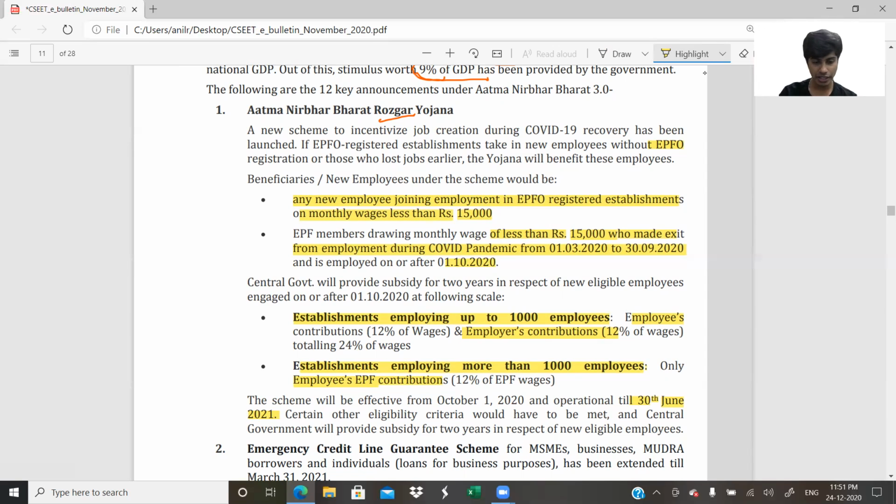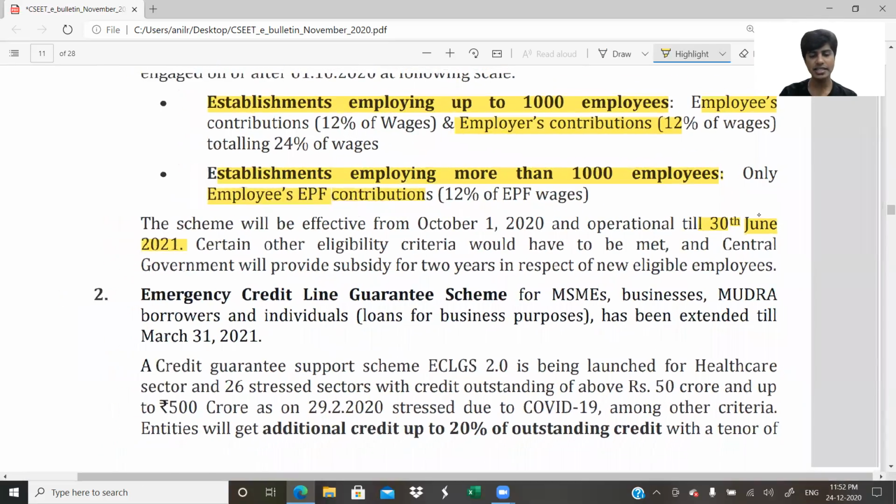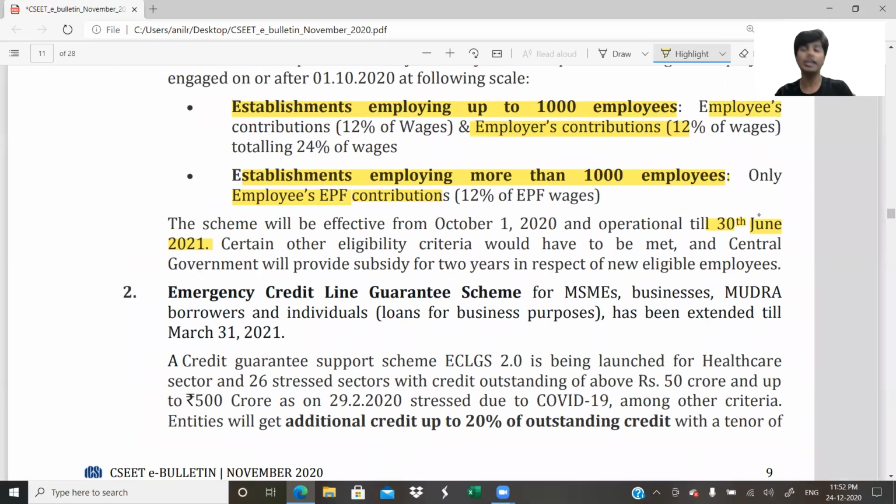So let me take you to the second pointer now. The second point is the emergency credit line guarantee scheme. Very interesting point. So what is this credit line guarantee scheme? Let me explain the concept of credit line. Now, I am doing business. In my business, I need a lot of money, so I borrow money, meaning I take a loan.